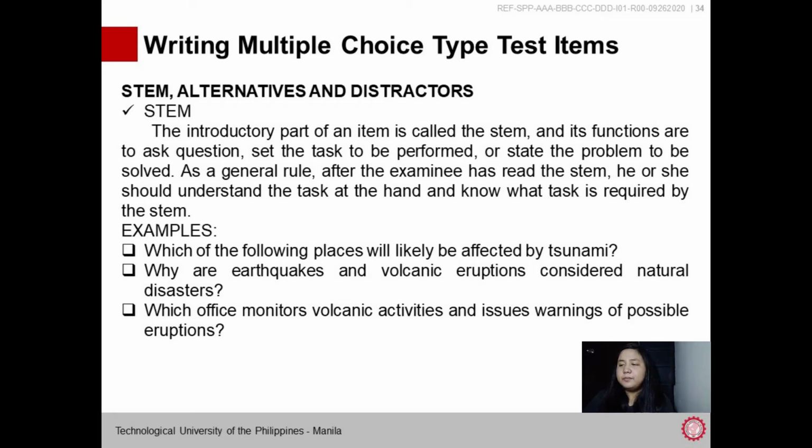So sa paggawa ng STEM, kailangan concrete yung tanong, hindi siya nakakalito, or hindi paulit-ulit yung words, para yung examinee or test takers or yung students will be able to understand or will be able to analyze your question easily. Okay? So para hindi na sila ma-confuse kung ano yung tamang sagot dito or kung ano yung maling sagot dito. Okay? So next slide.